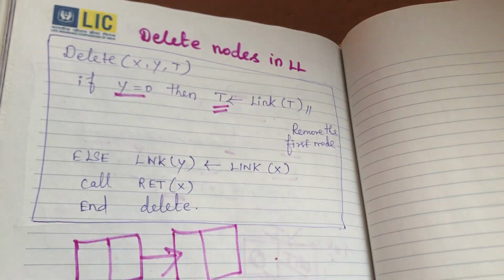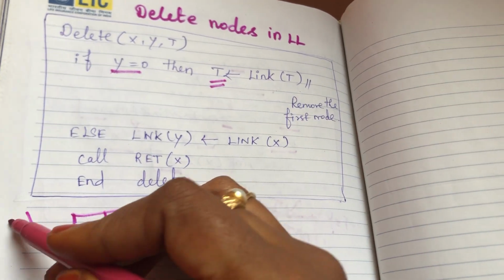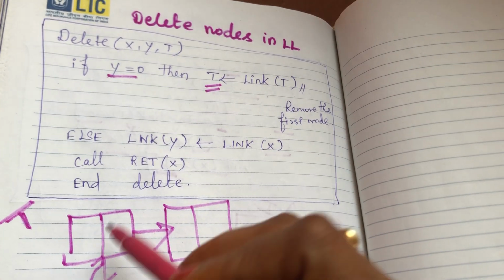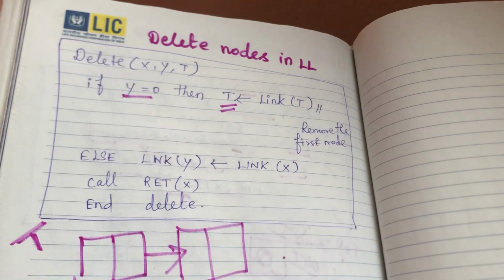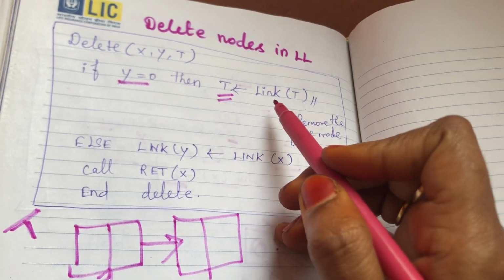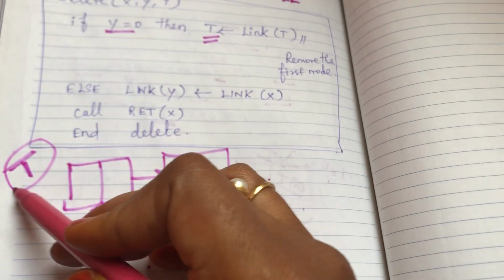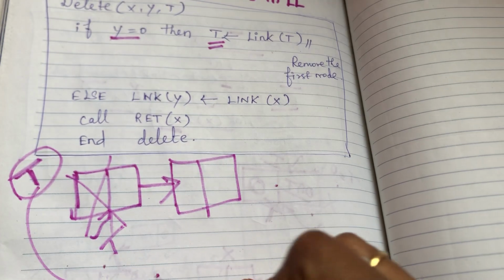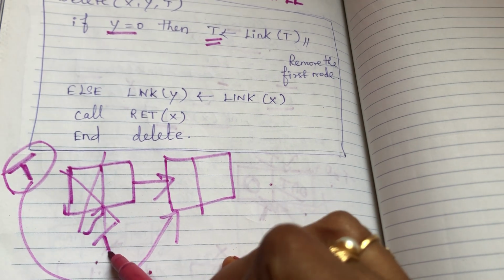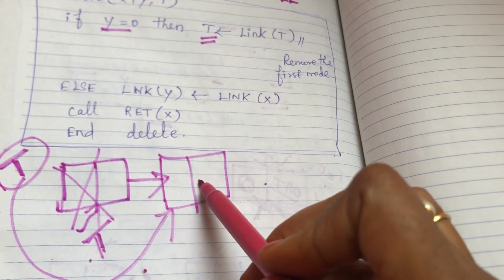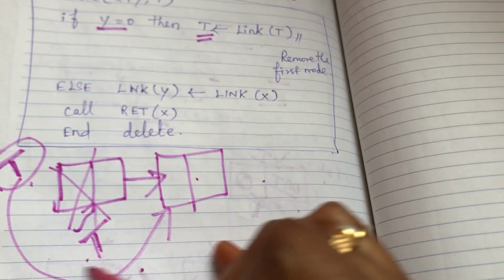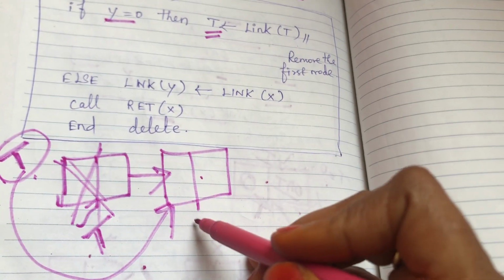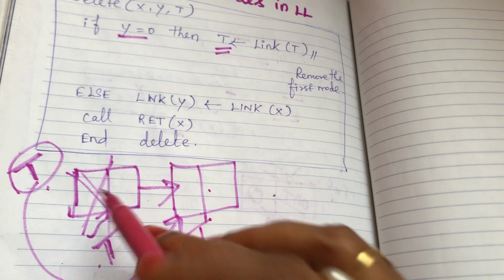Already we know that to create a linked list, we first create a temporary t, then create a node by calling get node. Here I am going to delete the first node, so if y equals 0, then t tends to link of t. That means t is pointing to this node, and I am going to delete this node. So t is pointing to link of t. First representing t, this one. Link of t is again a node. This t is given to link of t. That means this node is deleted. Now t is pointing here. I am going to delete the first node.